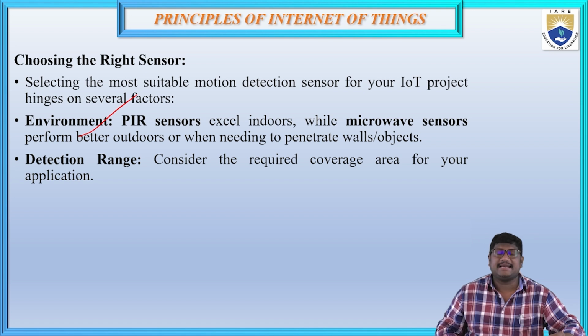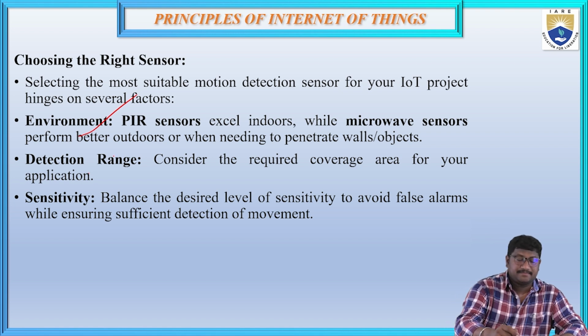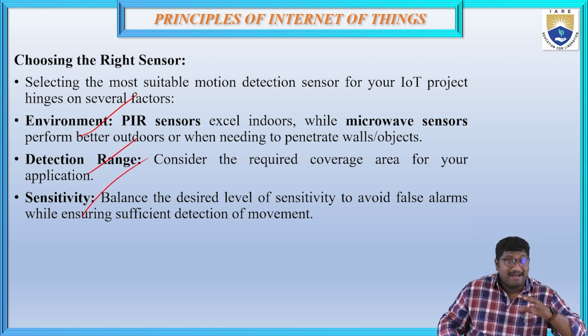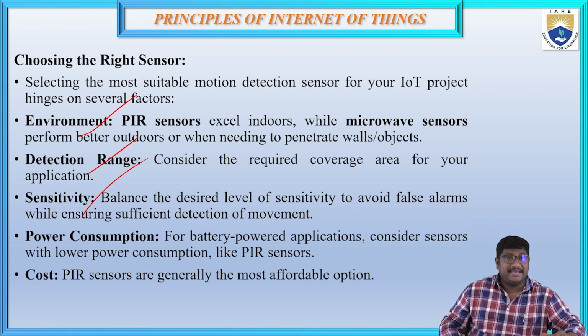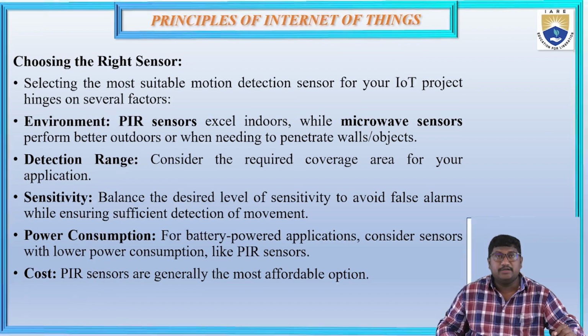And coming to detection range, consider the required coverage area for our application. Sensitivity: balance for the desired level of sensitivity to avoid false alarms. Power consumption: for battery powered applications, consider sensors with low power consumption like PIR. And also cost: PIR sensors are generally the most affordable option, which is suitable for motion detection used indoors.